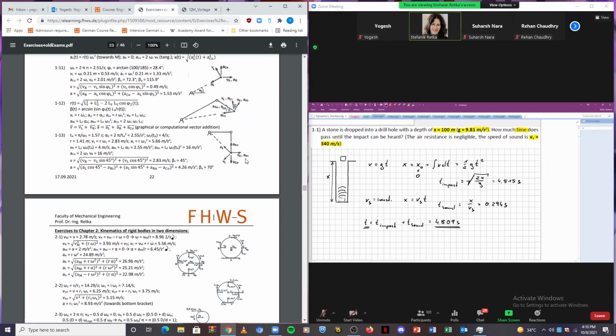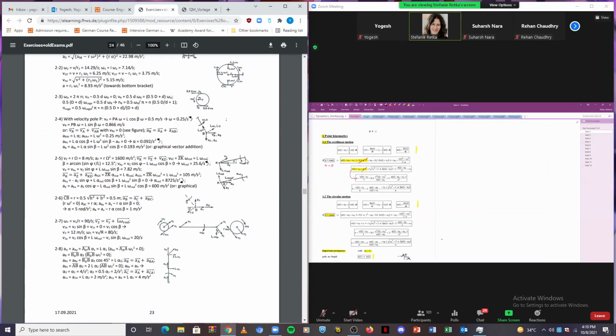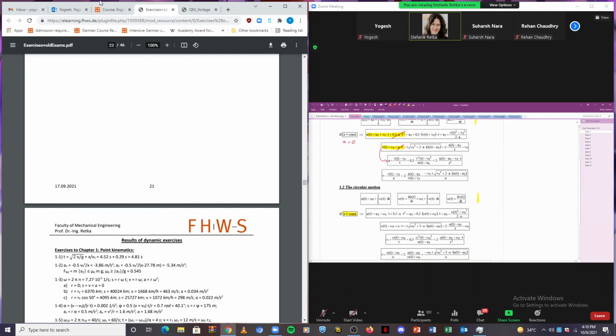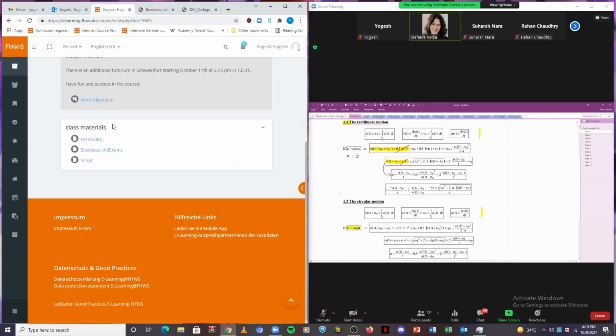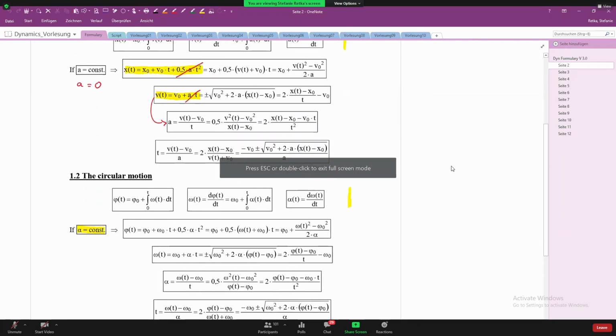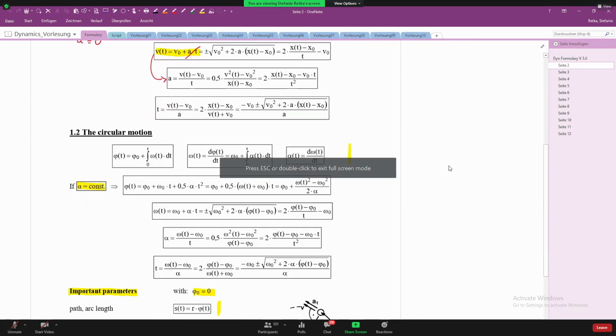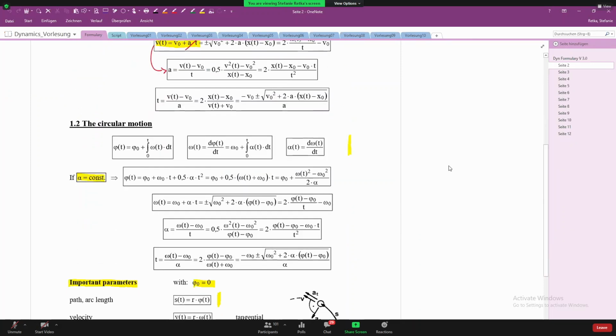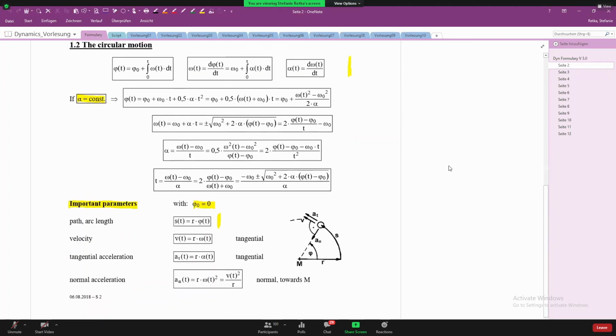Let's just have a quick look at the formulary. So here, first part, rectilinear motion, that's what we just did. The relations between distance, velocity, and acceleration, then below the relations for the circular motion, and then here the relations that we just derived: tangential acceleration, normal acceleration, velocity, arc length.